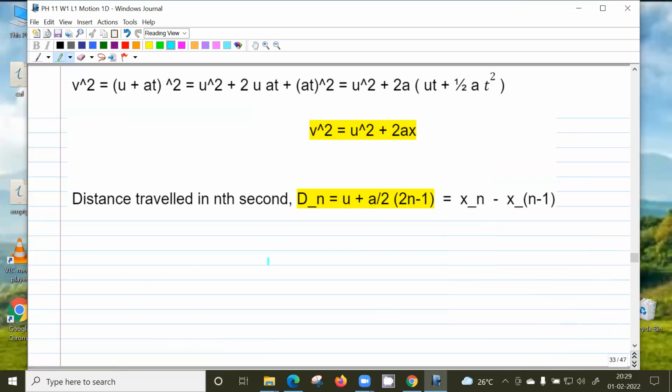Okay, and distance traveled by a particle in the nth second. What is meant by nth second? In that last second. Suppose the nth second and the (n minus 1)th second. Okay, say this is 1 second and 2 seconds and say 5 seconds, and say 3 seconds is somewhere here. What is the distance traveled in the third second? So the distance traveled in the third second. Is it from here to here? No, sir. So it is this one, right? It is this distance?